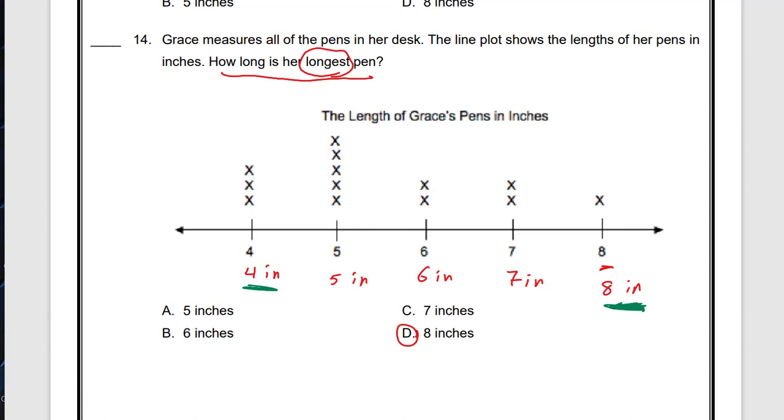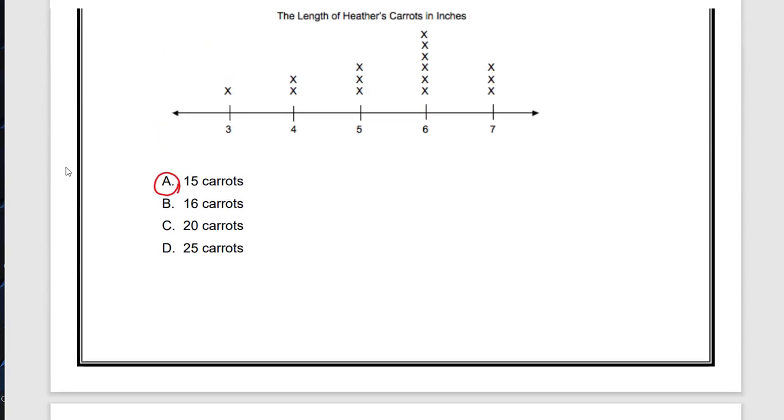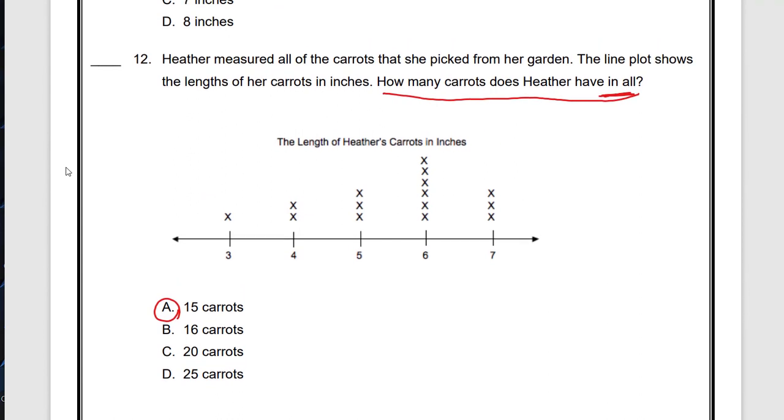Okay, Ala, why does 8 have 1 dot? I want to know. It has just 1. Yes, so we have 1 pen here. Okay, let's take this in another question. What about this one? Question 12. What is the shortest and what is the longest? This is not shortest and longest. This is weight. The line plot shows the length. Yes, this is length. Okay, what is the shortest here and what is the longest?